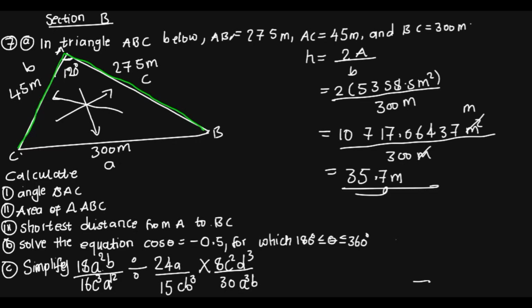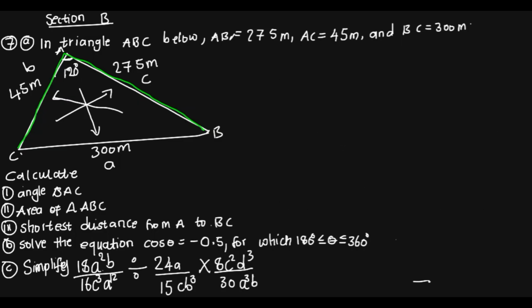Solve the equation cos theta is equal to negative 0.5, for which 180 is less than or equal to theta less than or equal to 360. So let's see how we can solve this. So under this question, we need to use the quadrants. Now we can see that the number is negative. So the number is cos theta is negative 0.5. So we need the quadrants where our cos is negative. So cos is negative in the second and the third quadrant.